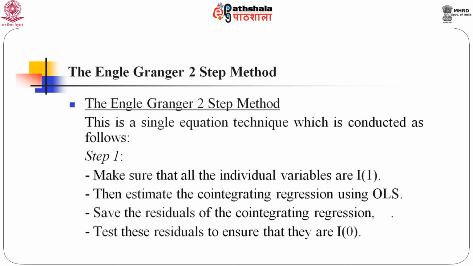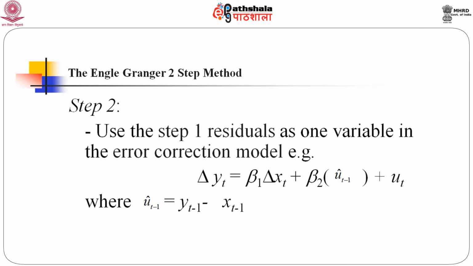In step 1, make sure all the individual variables are I1, then estimate the co-integrating relation by OLS, save the residual of the co-integrating relation, and test these residuals to ensure that they are I0. In step 2, use the residual as one variable in the error correction model and perform the OLS regression. This is basically the estimation of the Engle-Granger two-step methodology by applying the error correction mechanism.